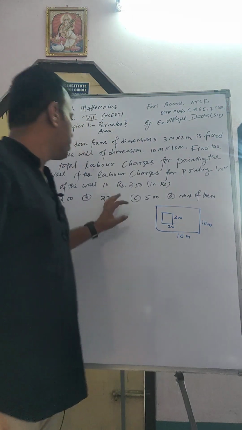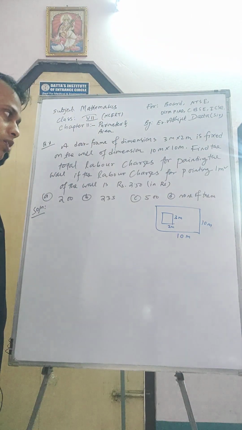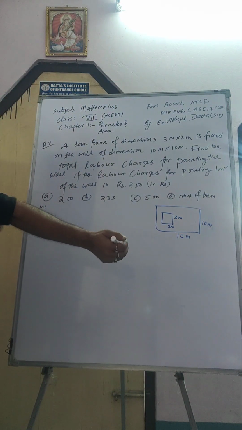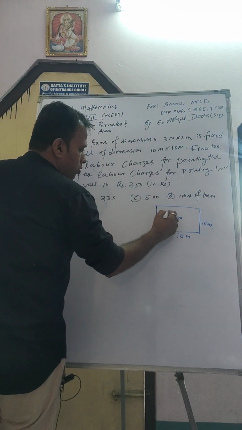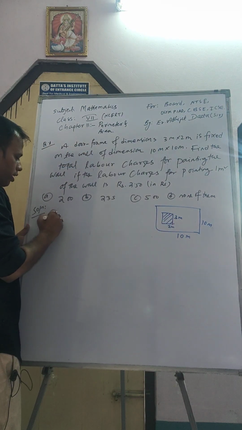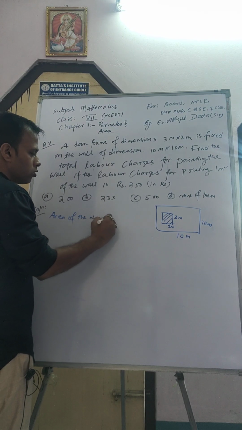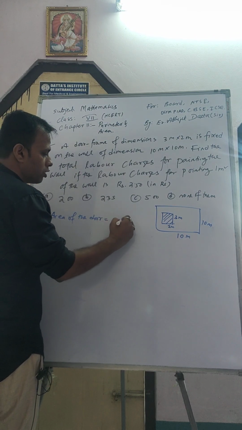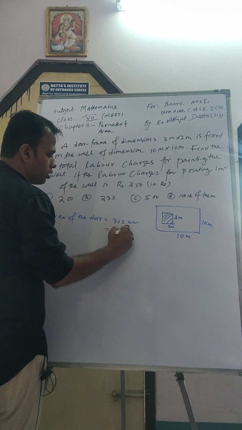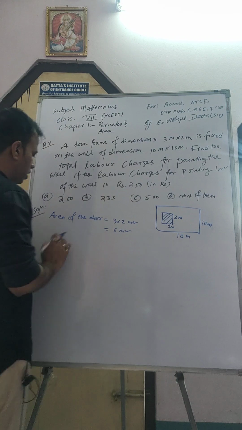If the labor charges 2.5 rupees for 1 meter square, okay. This is the question. So first we have to find out the area of the door. So first, area of the door will be what, sir? 3 into 2 meter square, 6 meter square, length into breadth, okay. I use this one as length, this one as breadth, length into breadth.